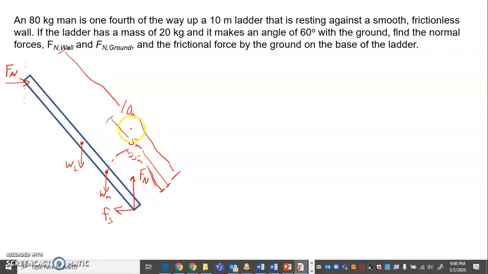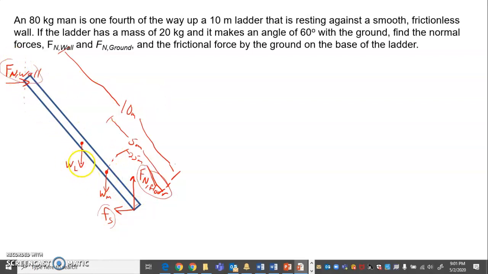All right, let's see, are there any forces we missed? We've got the man pushing down, we've got the weight of the ladder itself, and we have the normal force from the wall. Now we do need to differentiate those, so that's normal force wall, and this is normal force floor. And then we've got the friction from the ground. All right, so we're supposed to find this force here, and this one, and this one.